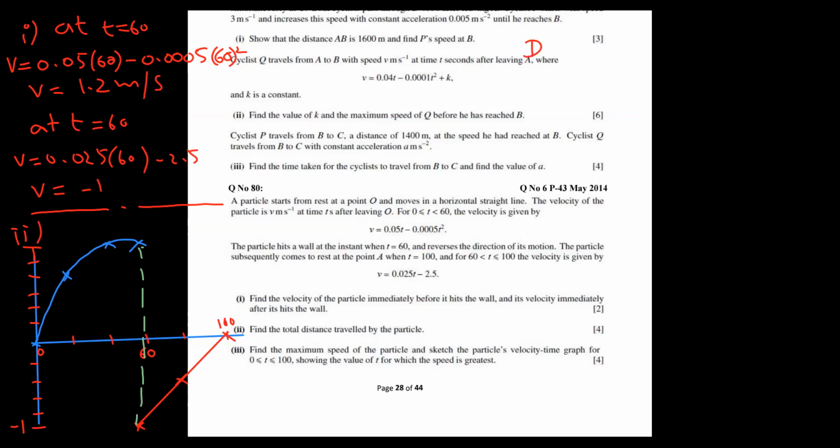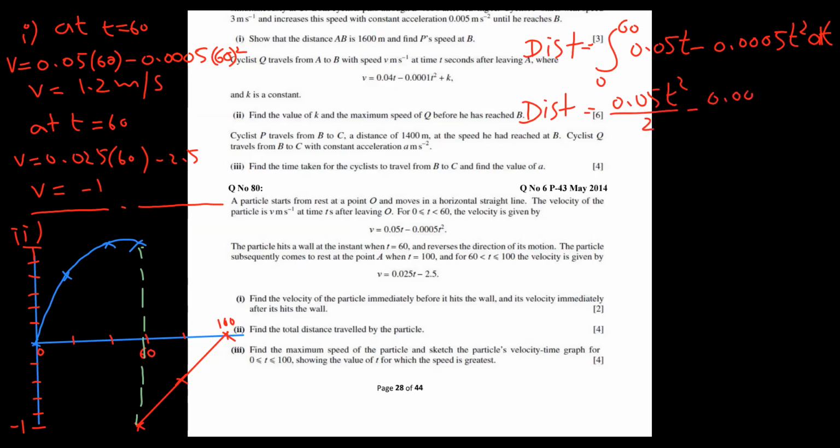So the distance turns out to be the integration from 0 to 60 of 0.05t minus 0.0005t to the power 2 dt. Now if I integrate, I increase the power by 1, so t squared by 2, and 0.0005t to the power 3 by 3, with limits 0 to 60. If I have 0, there is no need to plug in because it gives a 0 answer. In the place of t, I plug in 60, so let's see what answer comes.